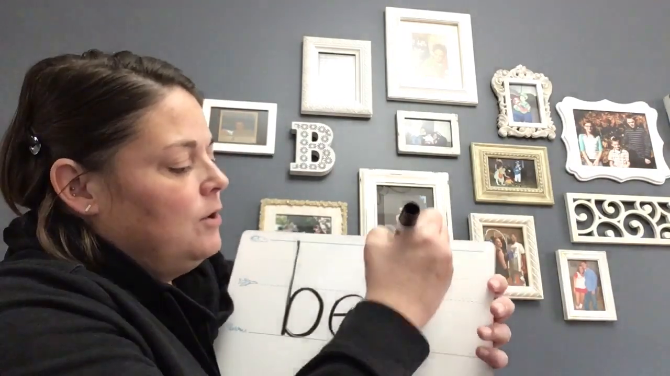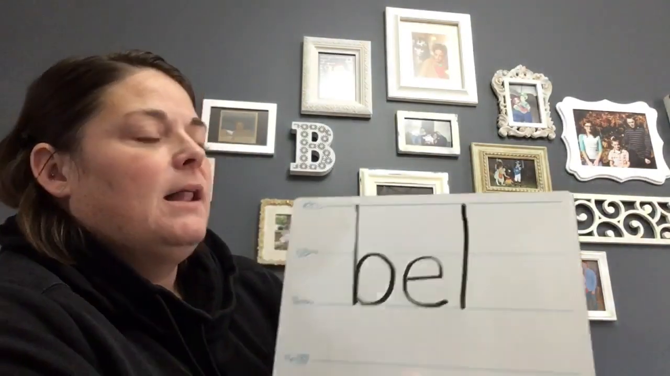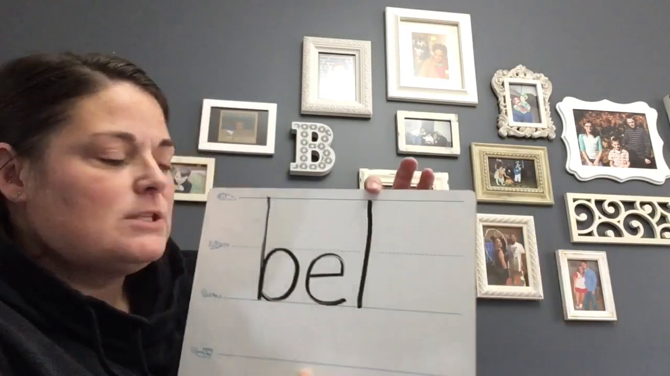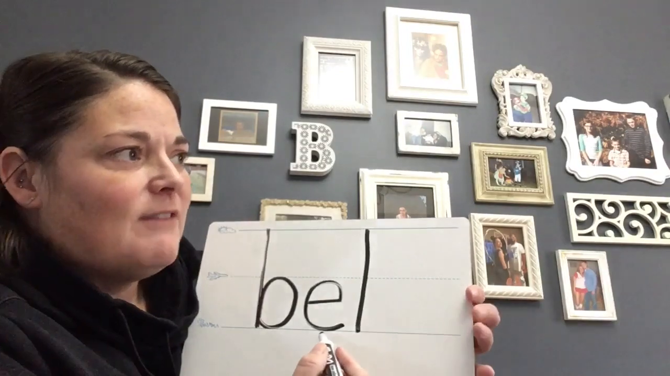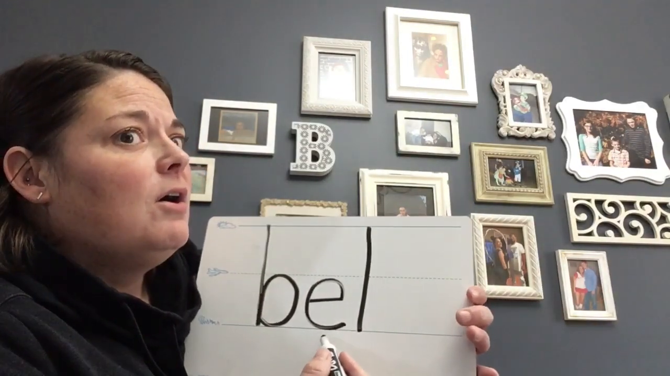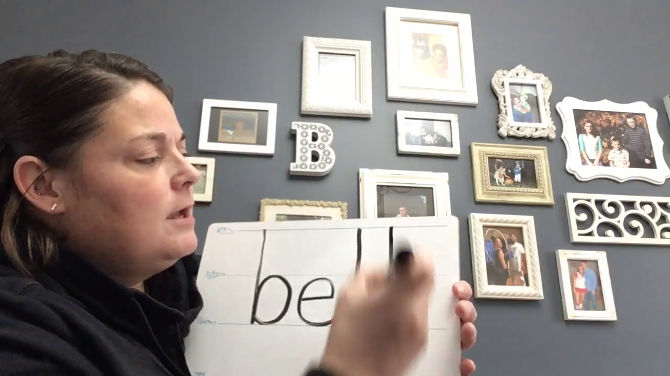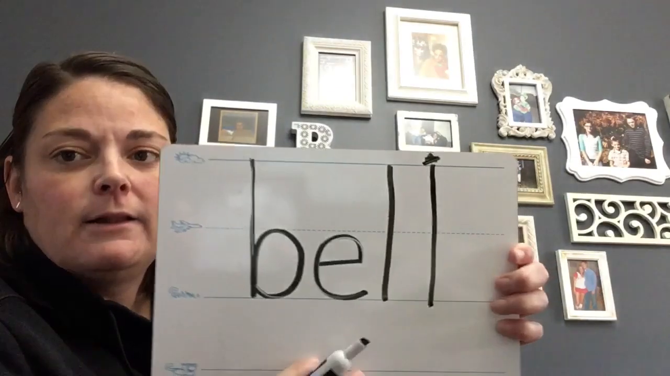Bell. Bell. SLF. What's the rule for SLF? If it ends in an SLF and the letter right in front of it is a short vowel, give it a bonus. You got it. Bell.